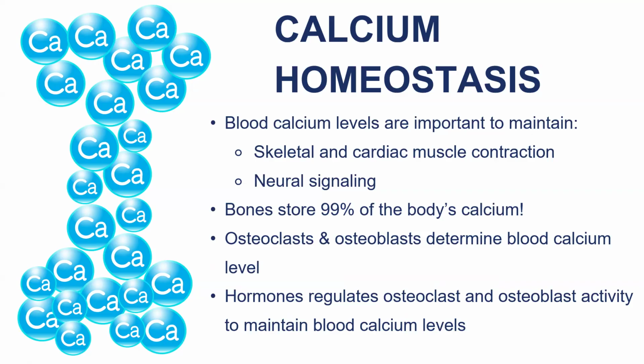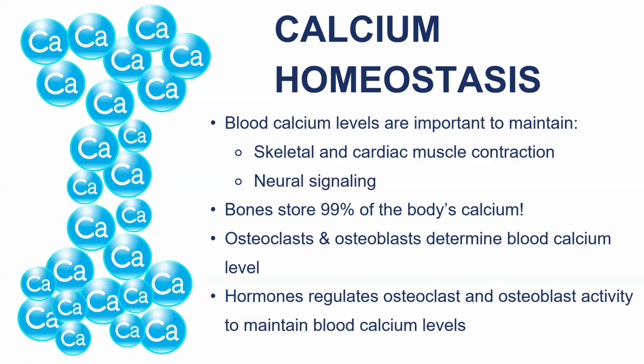One, we obviously need it to make more bony tissue, but we also need it for skeletal and cardiac muscle contraction. So it's super important for muscle contraction, and it's also one of the ions we use for neural signaling. And so bones have 99% of the body's calcium. A large majority of the body's calcium is going to be stored in our bones. Our osteoclasts and blasts are going to be the cells that help us control this level.